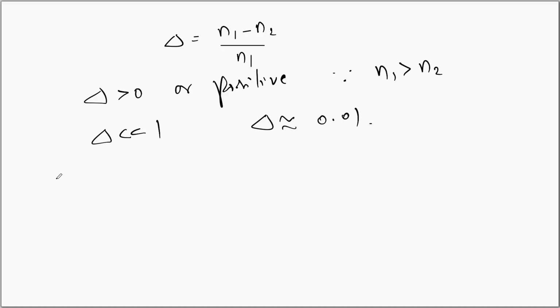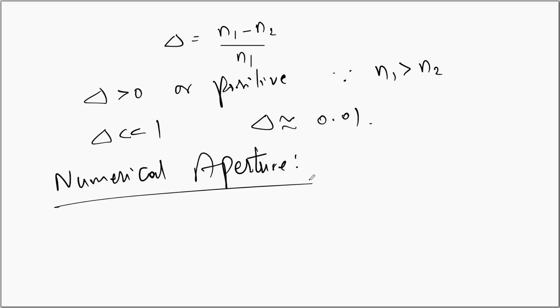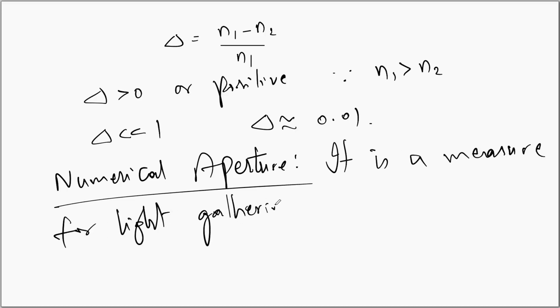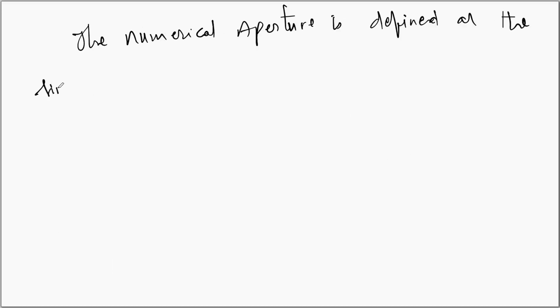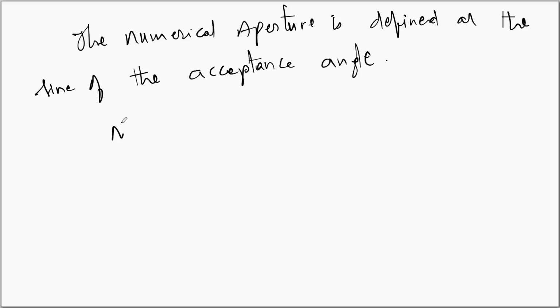Now we shall discuss the numerical aperture. The numerical aperture is a measure of the light gathering ability of the optical fiber. The light collecting power or the light gathering ability of an optical fiber depends on two factors. One is the numerical aperture and the second one is the core size, meaning the core diameter. Mathematically, the numerical aperture is defined as the sine of the acceptance angle. Numerical aperture, for short, is written as NA, that is equal to sin theta A.